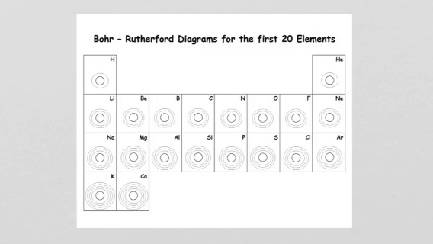I noticed today, in looking over your handouts very quickly, that some of you still were not drawing a proper Bohr-Rutherford element or atom. So I'm going to just go over what my expectations are for that. We'll do lithium together. Now, lithium is the third element of the periodic table. It's found in group number 1, period number 2.